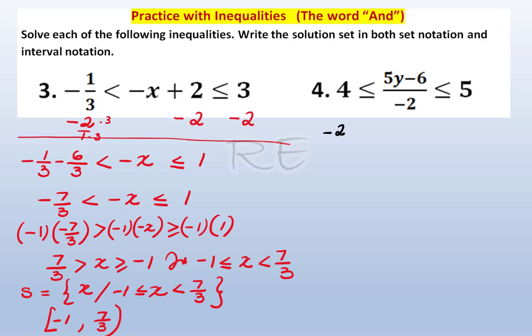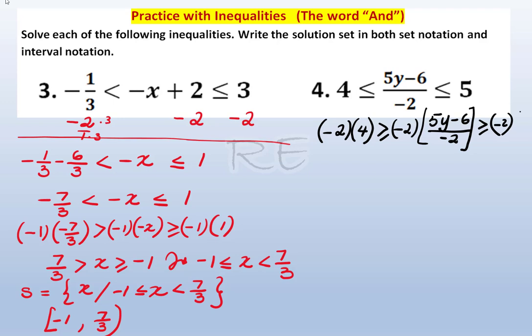In number 4, we're going to multiply all three sides by -2. -2 times 4, we reverse the inequality symbol, greater than or equal to -2 times 5y minus 6 over -2, greater than or equal to -2 times 5. -2 times 4 is -8, greater than or equal to, -2 cancel, 5y minus 6, greater than or equal to -2 times 5, which is -10.